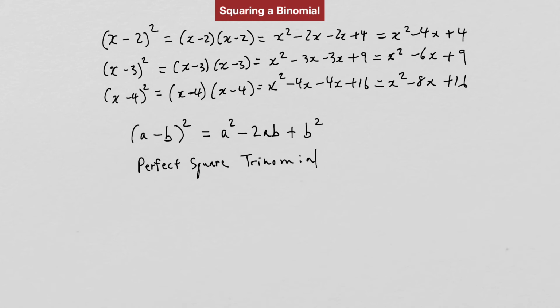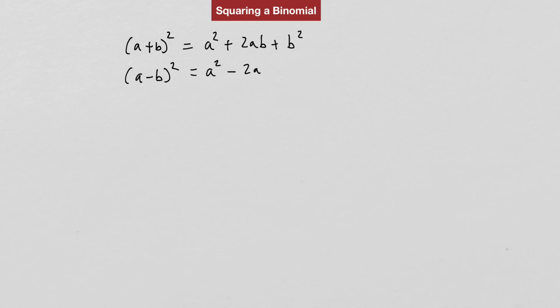Okay, so let's summarize what we have so far. We know that if we have the quantity a plus b squared, that is equal to a squared plus 2ab plus b squared. Similarly, if we have the quantity a minus b squared, we know that that's going to result in a squared minus 2ab plus b squared. Okay, so here are the two formulas.